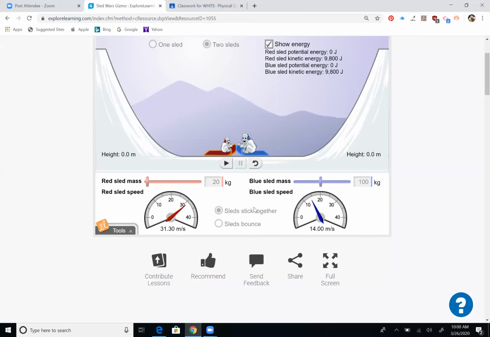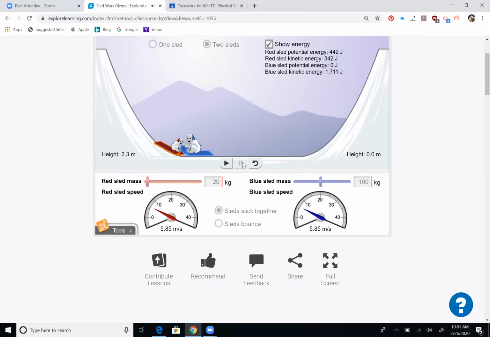The red momentum, so we're going to take the speed, which is 31.3, times the mass, which is 20, and we get a momentum of 626 for the red sled. The blue sled momentum is its speed, 14, times its mass, 100, and that equals 1,400. So when they collide, if I hit play, which sled should win? Red or blue? Blue. Good.